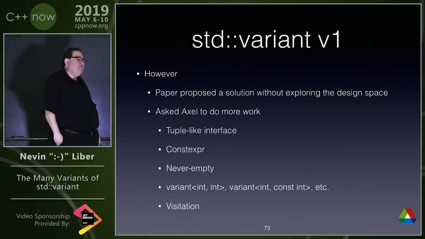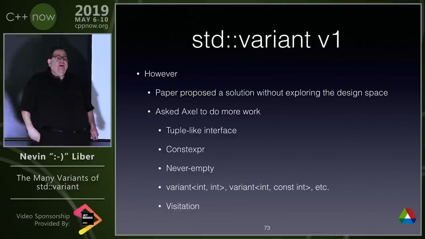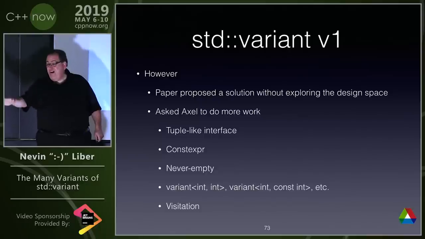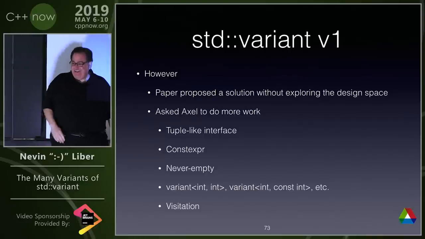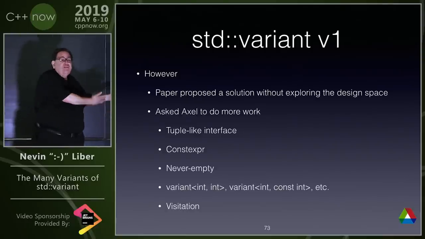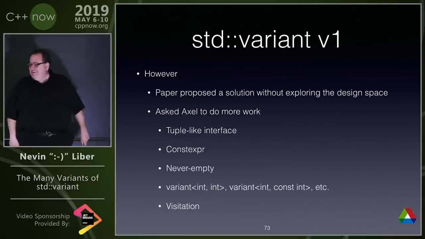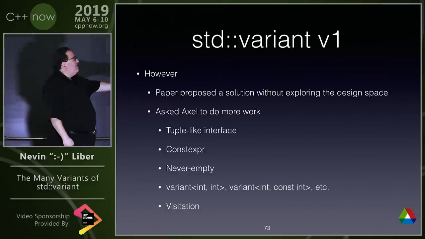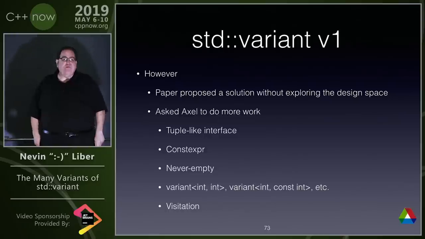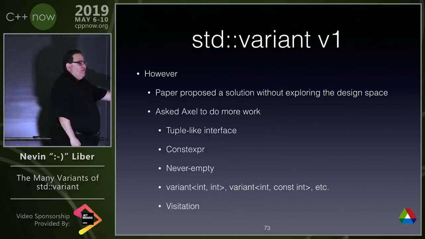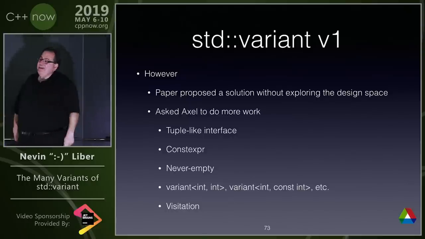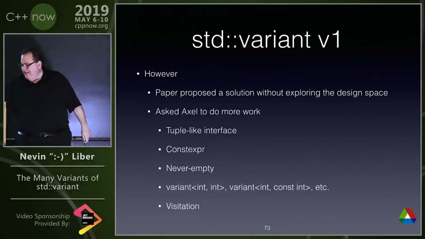And of course, there's a running joke on the committee. We take straw polls. Do we want the author to do more work? Yes. If we say no, we really mean no, but we very rarely say no. We're trying to get better at this. Like bike shedding, we notice we do this, we just don't know how to stop ourselves. So we wanted Axel to look at a tuple-like interface, making it constexpr. What about the never-empty guarantee? Should we allow variant int, int? Should we allow variant int, const int? Those kinds of things. And he has to go do visitation. He can't avoid it.